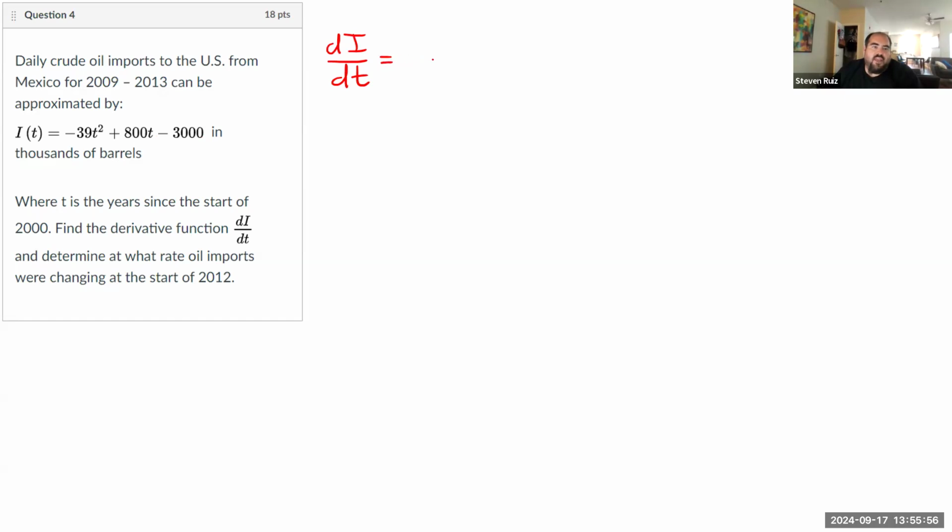So what's the derivative of negative 39t squared? That'll be negative 39 times 2, which is negative 78. Reduce the power on t by 1, so that's t to the first. And the derivative of 800t is 800. So DIDT equals negative 78t plus 800. So that's the first thing I was asked to find, is this expression, this derivative.